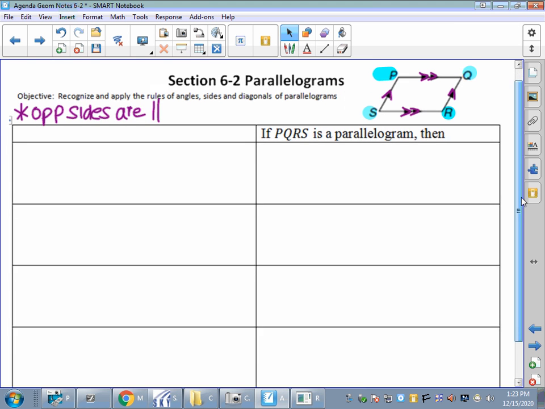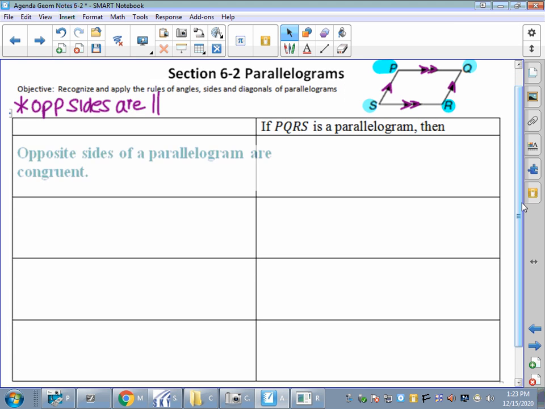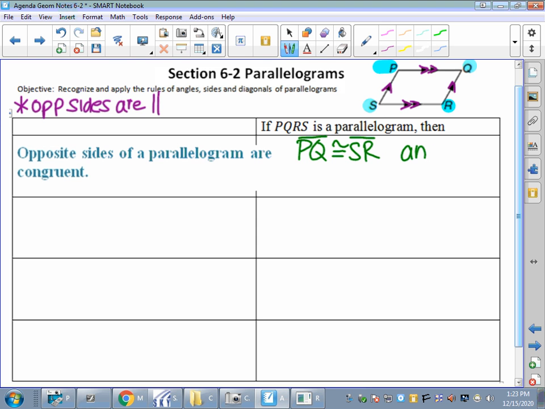So if we have a parallelogram, then opposite sides are also congruent. Notice we just jotted down: opposite sides are parallel, opposite sides are congruent. So over here in this second column, if that's a parallelogram that I have up there, and I know it is because my opposite sides are parallel, then I can say that side PQ is congruent to SR, and side PS is congruent to QR. Easy peasy, right? That's pretty common sense. We've got that. The next rule.